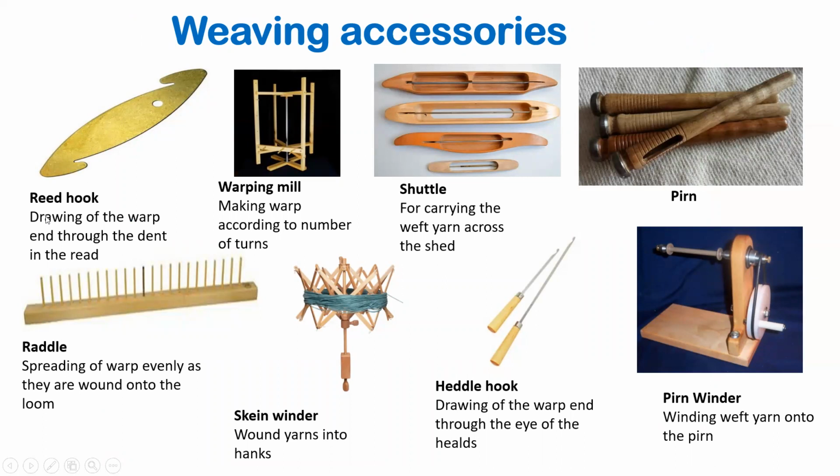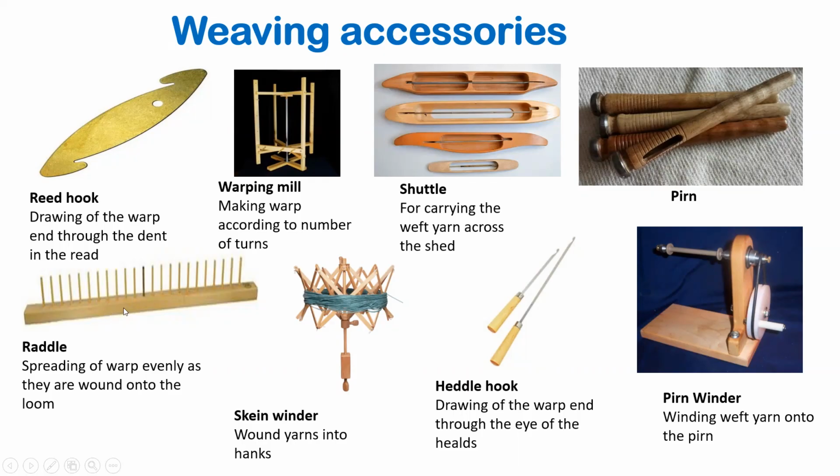Okay, let's see the loom accessories. So here we have the reed hook. The reed hook is used to hook the yarns through the reed dents. So we have the warping mill. This warping mill is the one you start with after planning and designing. You have the number of yarns that you are going to use. It is this structure that will help you to organize your yarns to the very ends that you will need. So you have the shuttle helping you to lay the weft yarn.